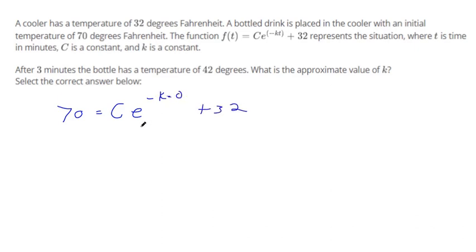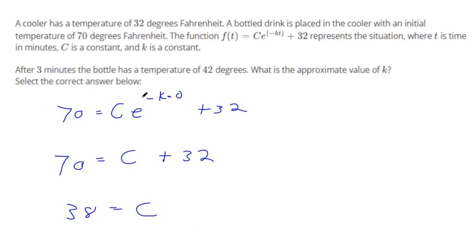Because K times 0 is going to be 0. So this is going to be 1, right? Because any number to the 0 power will be 1. So that simplifies to be C times 1. And based on this one sentence, we're able to figure out what C is. You can just subtract that 32 from both sides, so you're going to get 38 for C.